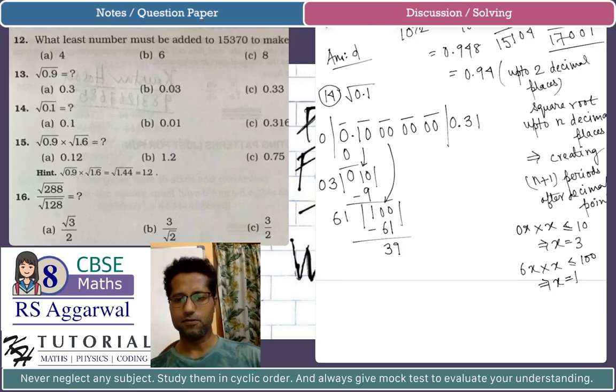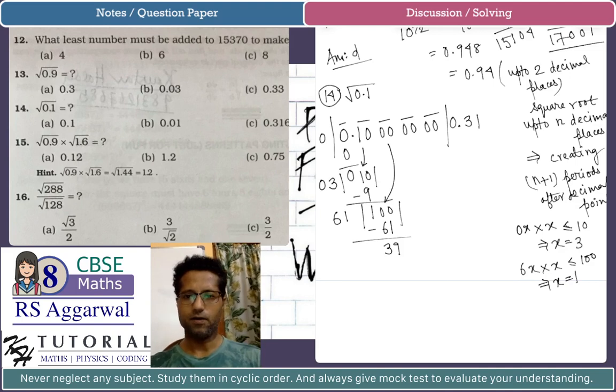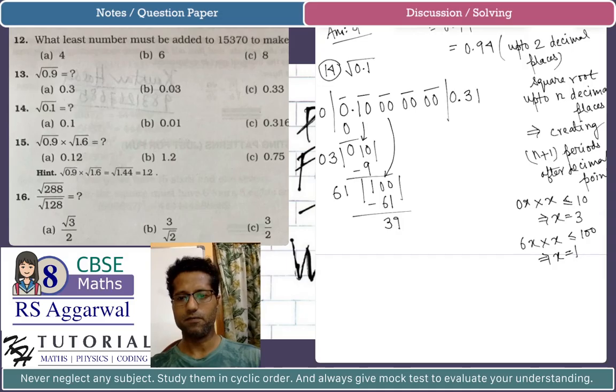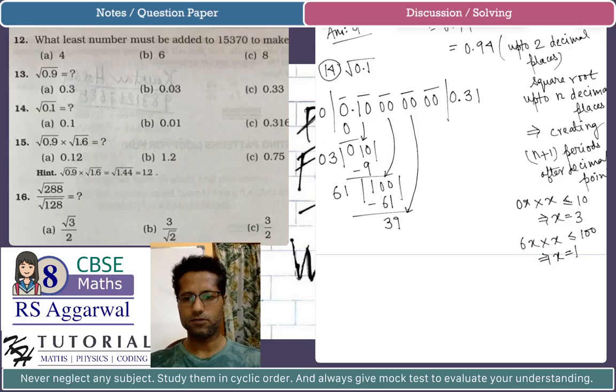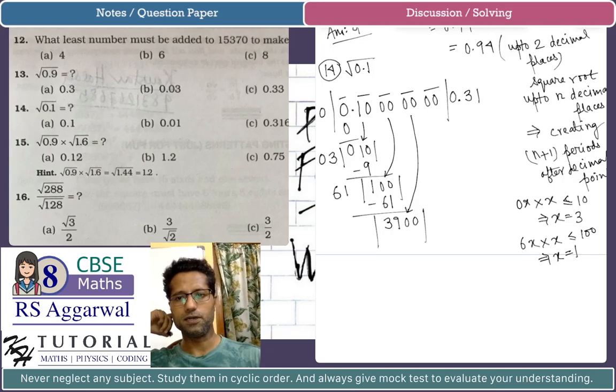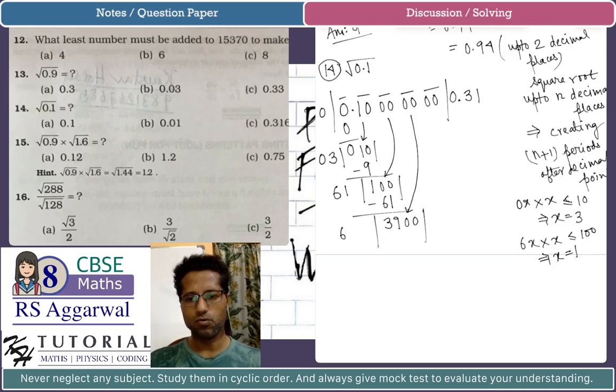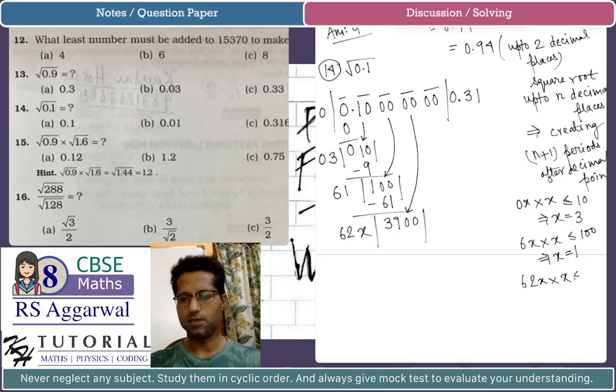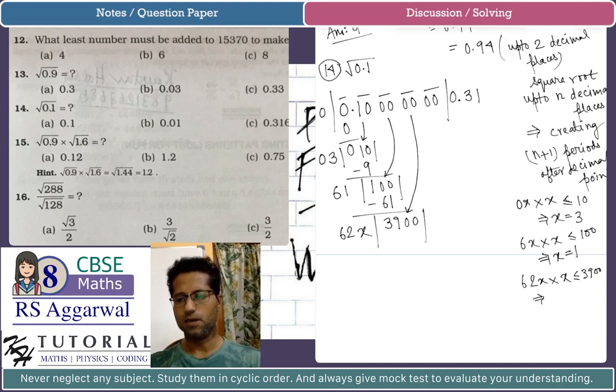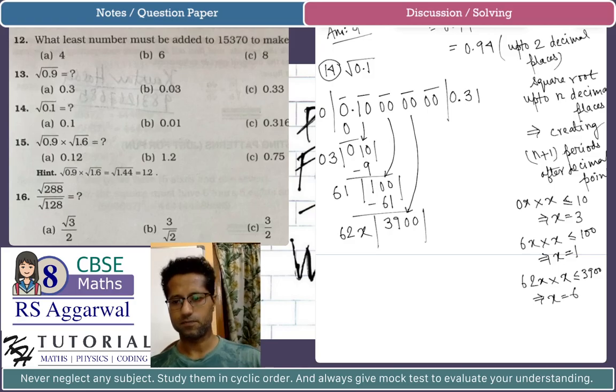Okay, so I have remainder 39, and next I will bring down the next period and I have the next dividend as 3900. And the next partial divisor will be whatever the current quotient is multiplied by 2, ignoring the decimal point. So 31 multiplied by 2 is 62. And now I have to find the digit x such that the 3-digit number 62x multiplied by x has to be less than or equal to 3900. And I guess x should be equal to 6.